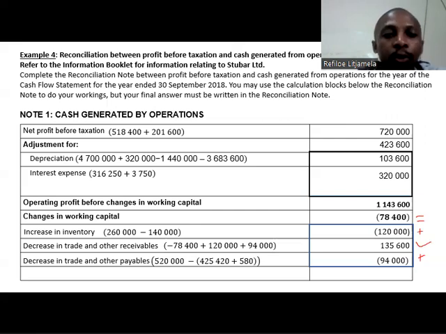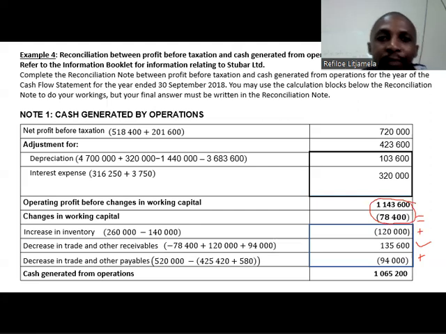Now, what I'm going to do is simply to work out my net cash from operating activities, cash generated from operating activities by simply taking these two and adding them up. So when you add that 1,143,600 with 78,400, because that 78,400 is an outflow, you put it as a minus, and that will simply give you a cash generated from operations of 1,065,200.